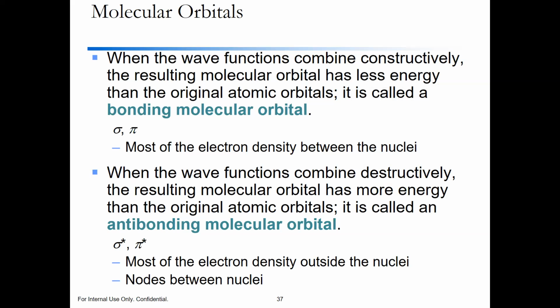When they come together constructively, we call that a bonding orbital. What's an example of a bonding orbital? We just talked about it before: a sigma bond, a pi bond. When they come together destructively, we call that an anti-bonding orbital. There's still going to be sigma and pi, but we're going to put a little star on top to tell us it's anti-bonding.